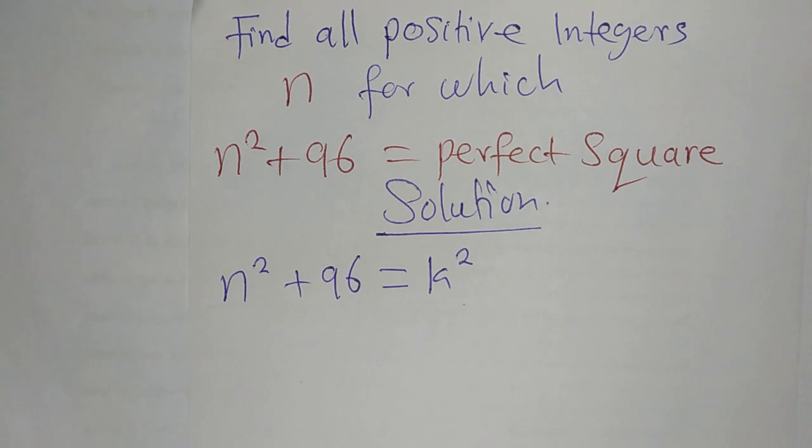We got another problem today. It says find all positive integers n for which n squared plus 96 is equal to a perfect square.